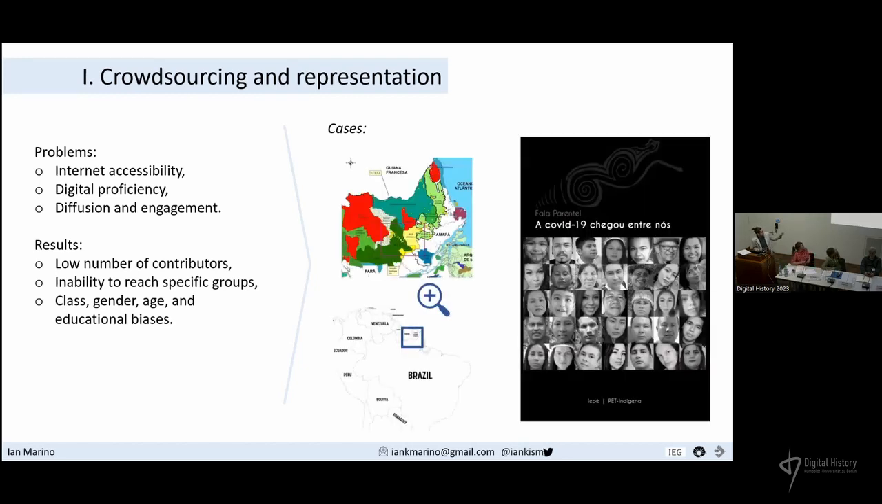Another very interesting example. This is a project called Fala Parente, which translates to talk relative. This is a project that was created by indigenous students right on the border of Brazil and French Guiana, in a region called Oiapoque. They wanted to collect memories and experiences from indigenous communities living in lots of villages and communities there. These villages don't have access to internet. They created an open call using Facebook, and they received some contributions from indigenous students, but they couldn't reach people living in the communities who were not indigenous students with access to university and internet.